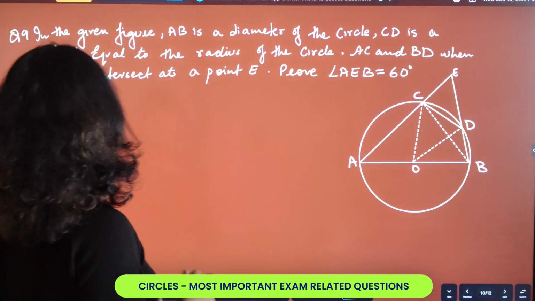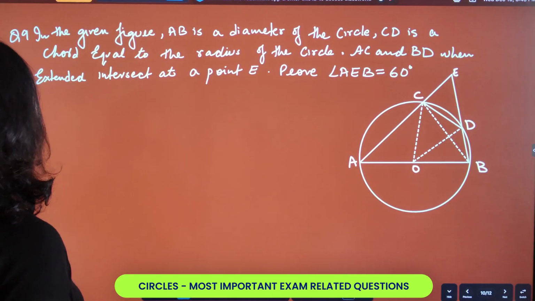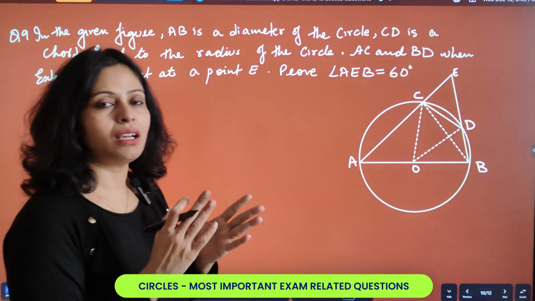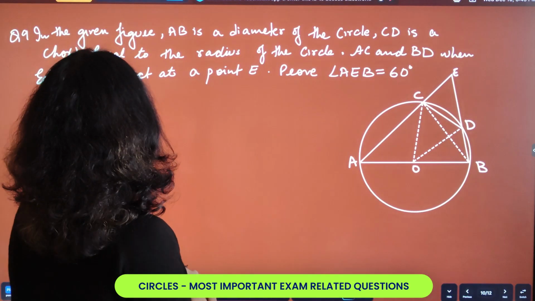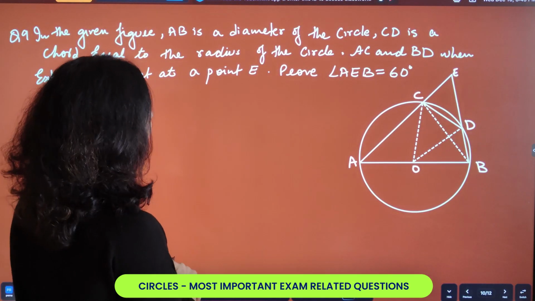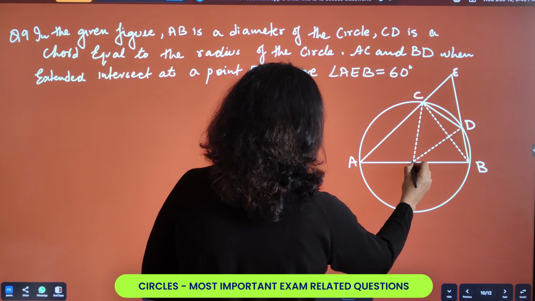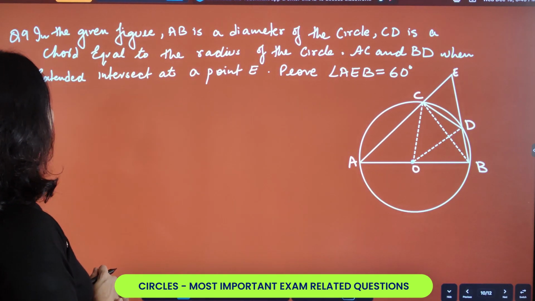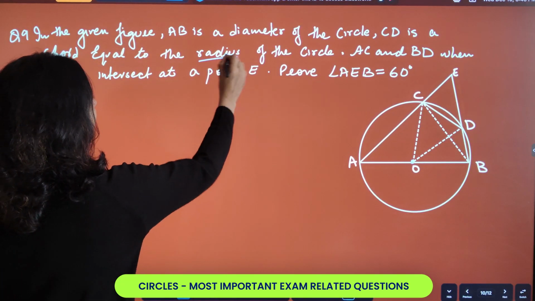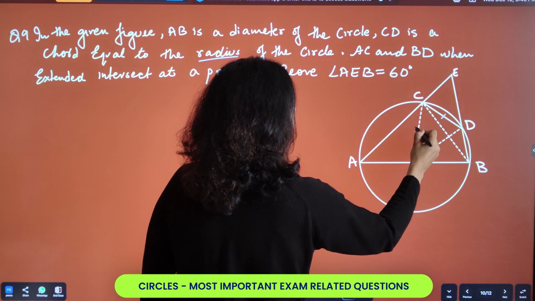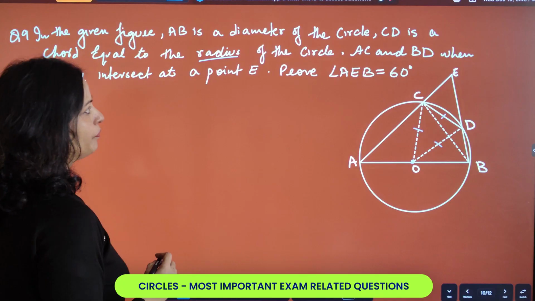Now coming to the 9th question. So here in the figure, this is your NCERT example question, one of the good questions. Okay, so here in the given figure, AB is the diameter of the circle, so O becomes the center of the circle. CD is the chord. Now CD is the chord equal to the radius. Okay, that means this chord and the radius, they are all equal.